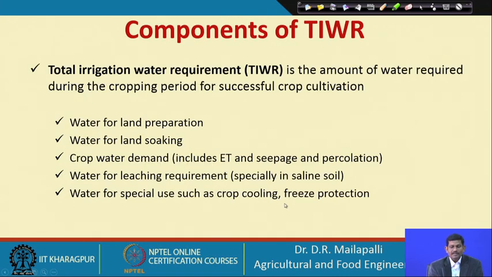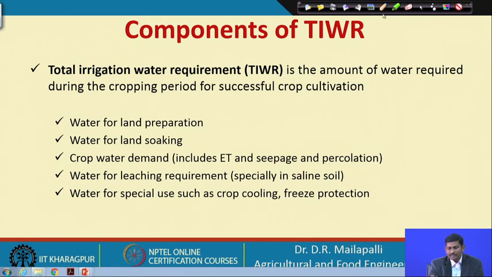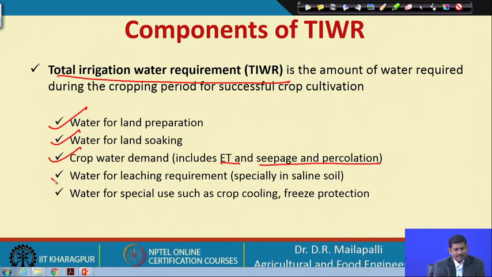So what are the components of total irrigation water requirement? The total irrigation water requirement has the following components. The first is water for land preparation and land soaking, and crop water demand, which includes ET and seepage and percolation. Then water for leaching requirement, if you have saline soils, the amount of water required to leach the salts, and water for special uses such as crop cooling and freezing protection.